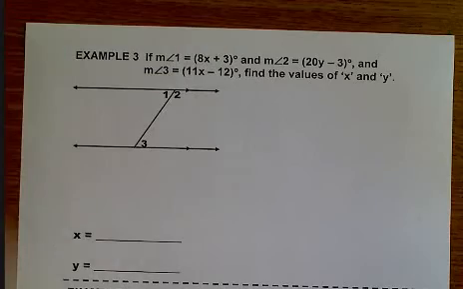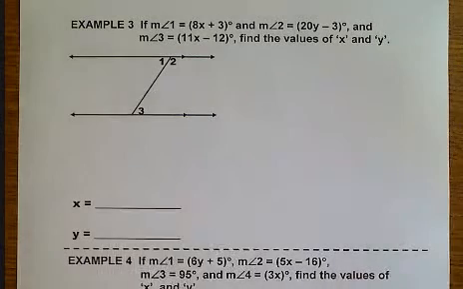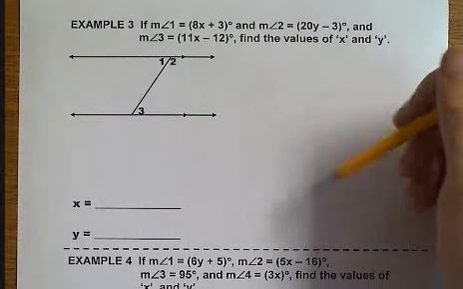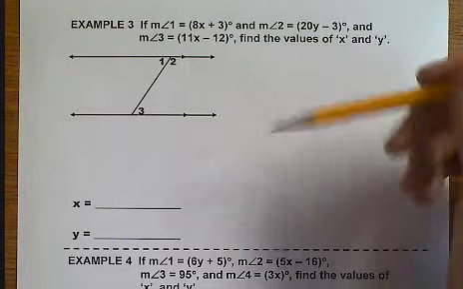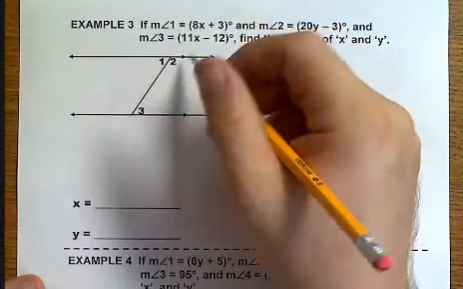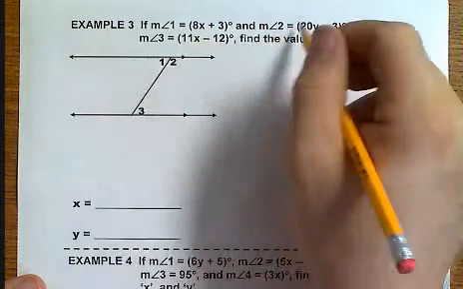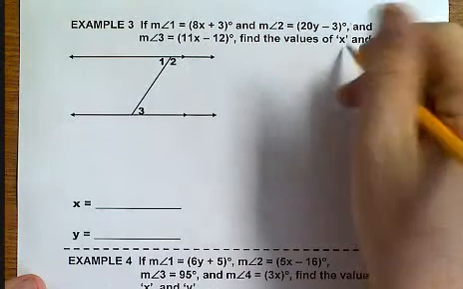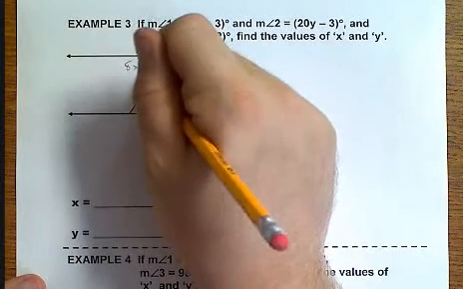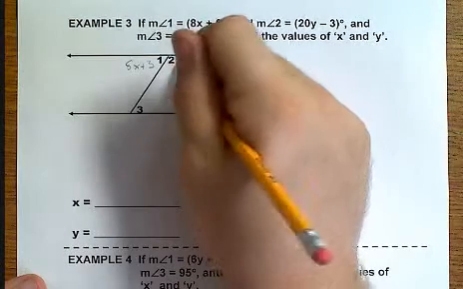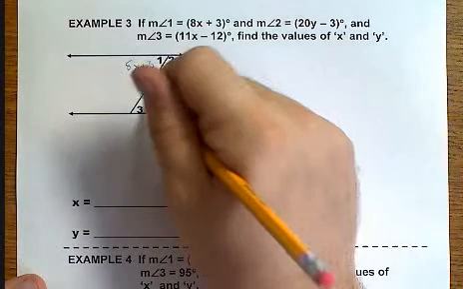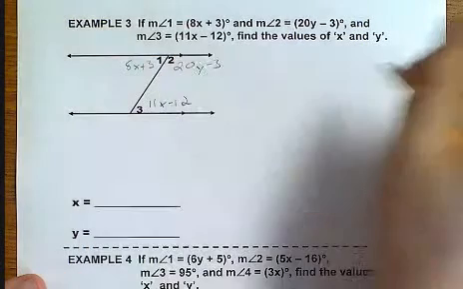Let's go ahead and look at example number 3. Just want to remind you that if you think you know how to solve a problem, you can go ahead and get started on it, pause the video, and play when you get stuck or you want to make sure that you've done it right. Now here they've given us 1, 2, and 3, and we want to know x and y. Well, let's go ahead and label these. This is 8x plus 3. This is 20y minus 3, and 11x minus 12.